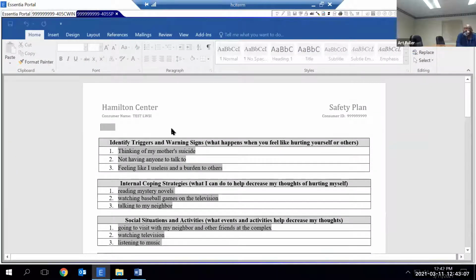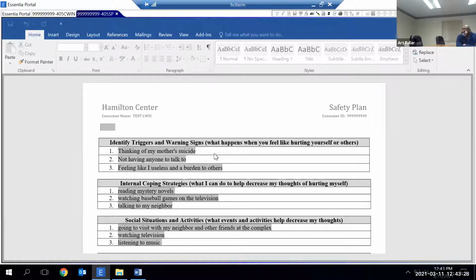So for Tim, his triggers: it was thinking about his mother's suicide. He finally said, you know, I start to get more depressed when I think about my mother's suicide, not having anyone to talk to, and feeling like I'm useless and a burden. So those are his 3 main triggers and warning signs. That's on his safety plan.